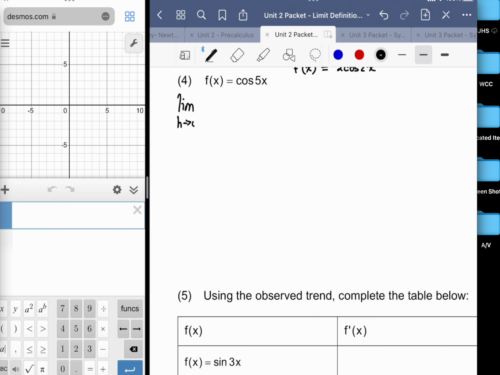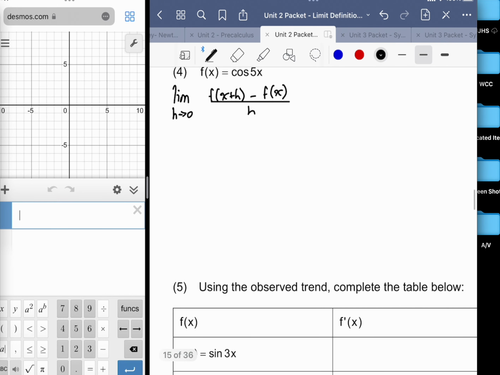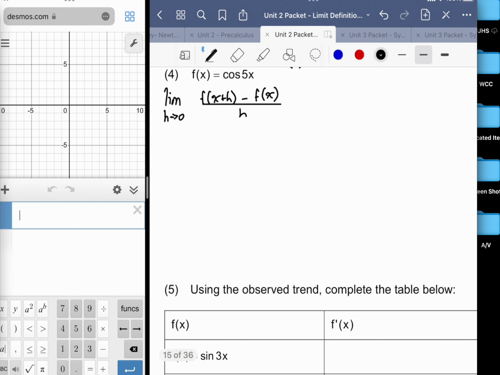As h approaches 0 of f of x plus h minus f of x all over h. All right. So you develop a semblance of familiarity here, although it's not ideal. You start to get a handle on what's expected.